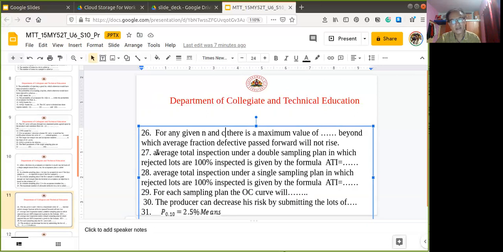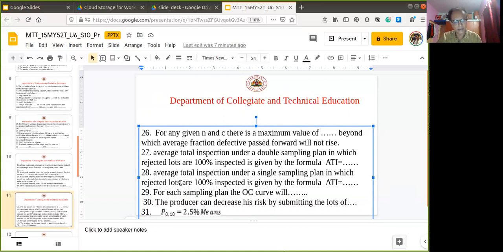27th one. Average total inspection under the above sampling plan, in which the rejected lots are 100% inspected, is given by the formula ATI. ATI will be given by the formula n1 into PA1 plus (N1 plus N2) into PA2 plus N into (1 minus PA). So this is a formula, you will get this formula in the textbook.